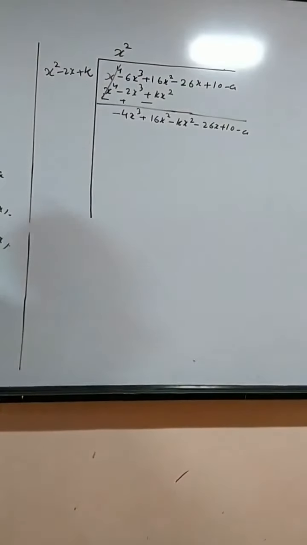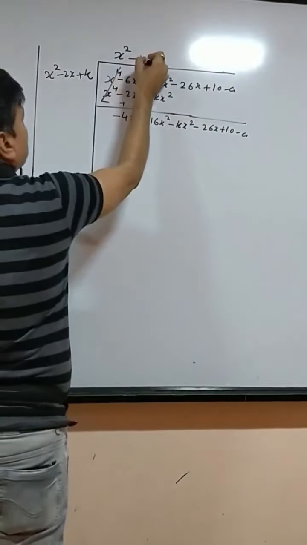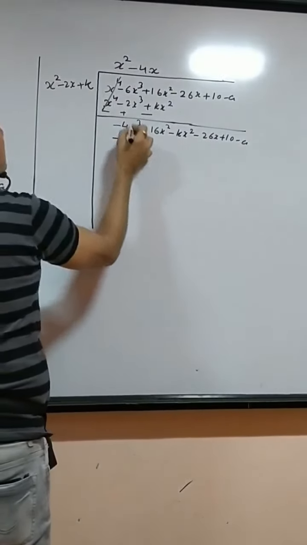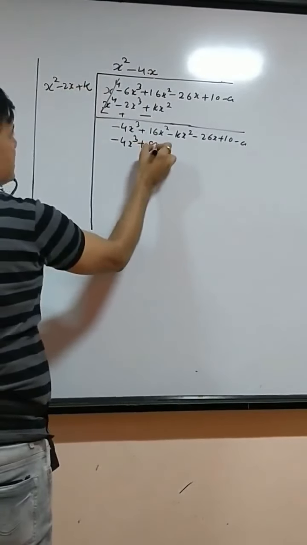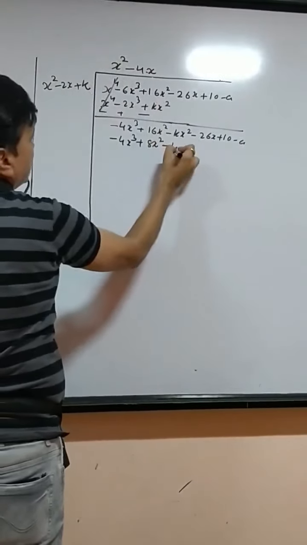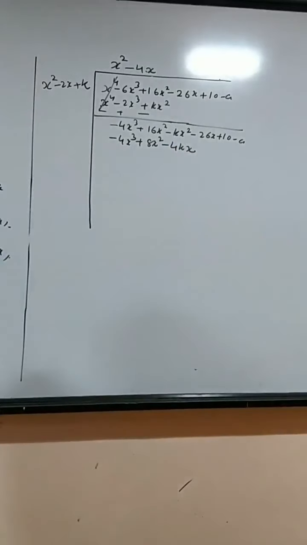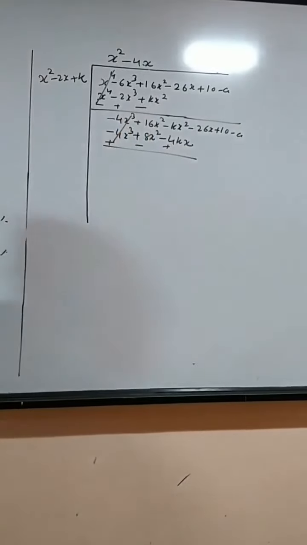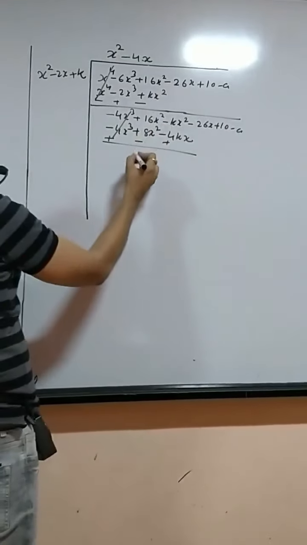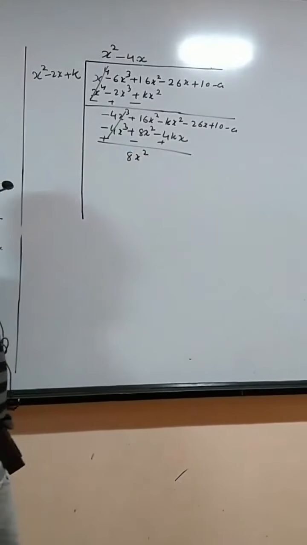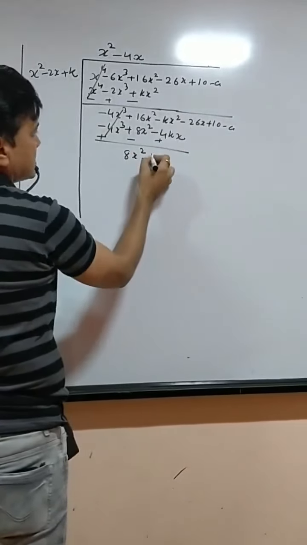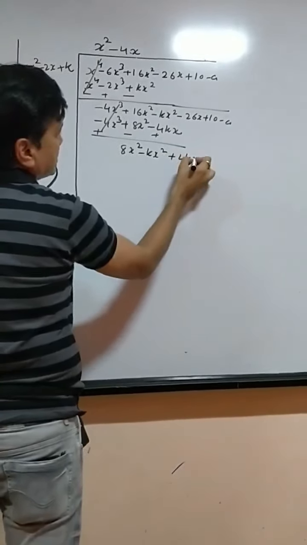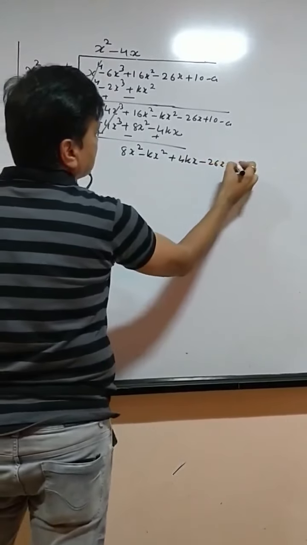Now we got minus 4x^3, multiply by minus 4x, minus into x plus, minus 4kx. Again change the sign. These two are cancelled. 16x^2 minus 8x^2 is 8x^2. But this minus kx^2 is left. Minus kx^2 plus 4kx minus 26x.